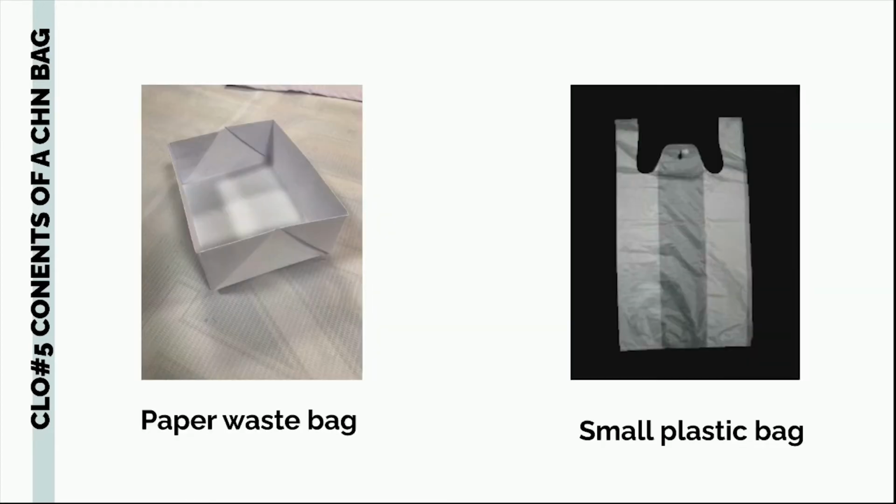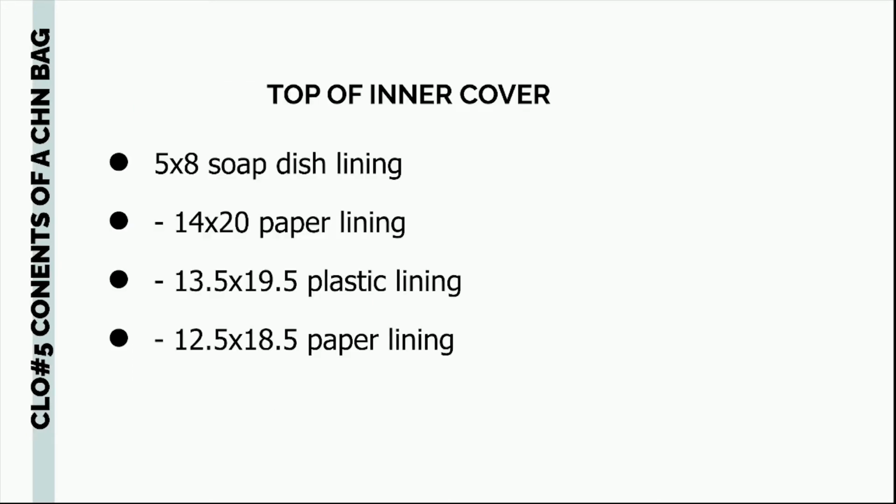We have a paper waste bag or a waste receptacle, a small plastic bag. We have a 5x8 soap dish lining, a 14x20 paper lining, 13.5 by 19.5 plastic lining, and a 12.5 by 18.5 paper lining. This is used to protect the bag from getting wet and or contaminated.